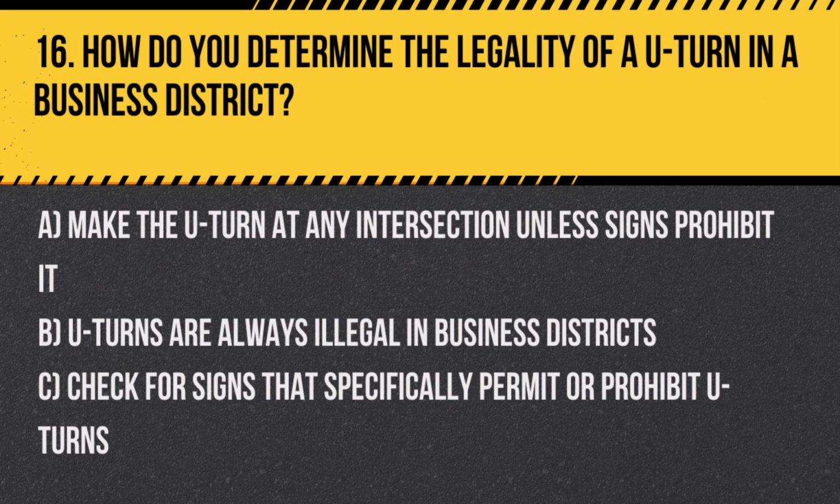Question 16. How do you determine the legality of a U-turn in a business district? A. Make the U-turn at any intersection unless signs prohibit it. B. U-turns are always illegal in business districts. C. Check for signs that specifically permit or prohibit U-turns.